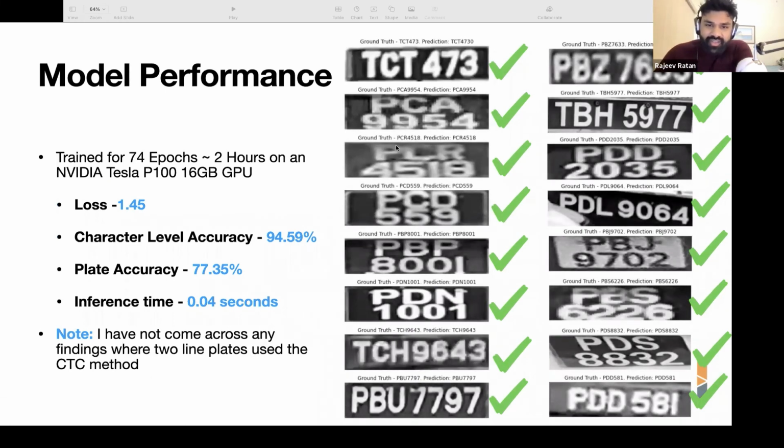You can see in this one, PCR 4518, which is a blurry one, it got it right. You can see in this one as well, not a blurry one, it got this one perfectly right too. This one is kind of slanted and it got it right as well. So it's doing quite well.